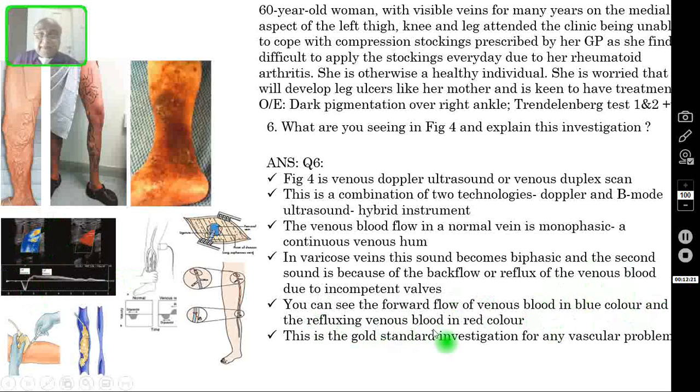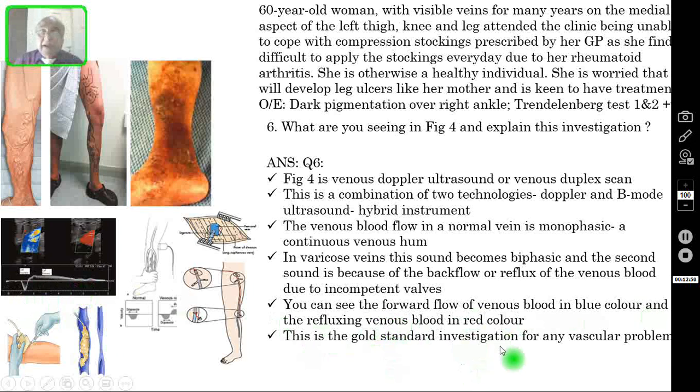And the refluxing venous blood will be shown in red color. Whatever blood is coming down, you can see it as red color, and this is denoted by the upward deflection. Usually it will be monophasic like this, but here in the varicose vein you are having a biphasic signal. You can see the forward flow in blue color and the refluxing venous blood in red color.